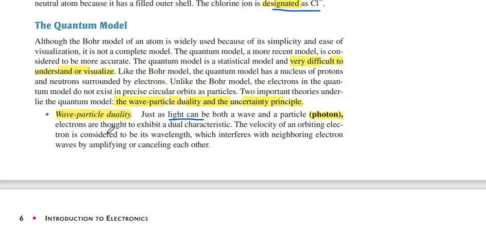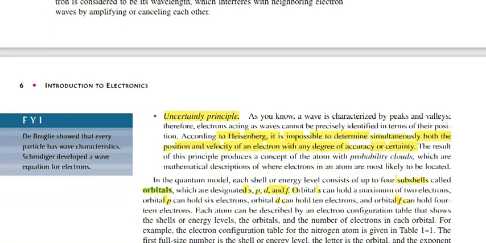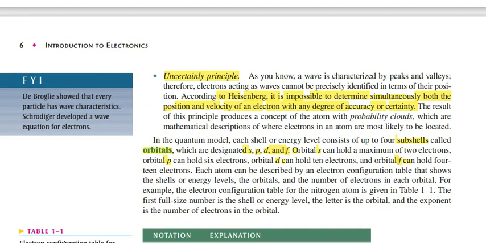The wave nature of electrons is removed because of their neighboring electrons. Their amplitudes cancel each other. And the uncertainty principle: according to Heisenberg, it is impossible to find the velocity and position of an electron accurately. So we use the uncertainty.